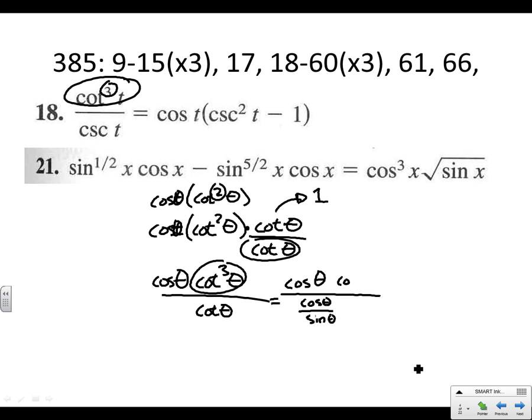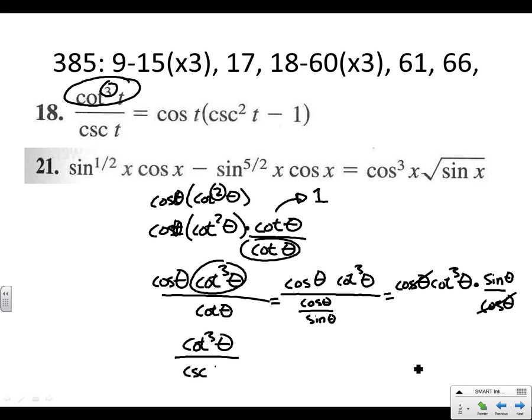Still had our cotangent cubed here. Not going to touch that though. Instead of dividing by cosine over sine, we can multiply by the reciprocal, times sine over cosine. And we get to cancel some cosines out. We're left with cotangent cubed times sine. And if we take sine and drop it into the denominator, we'll flip sine over and make it cosecant. And we'll have our answer. 18, not an easy one. That was a bit of a tricky one.